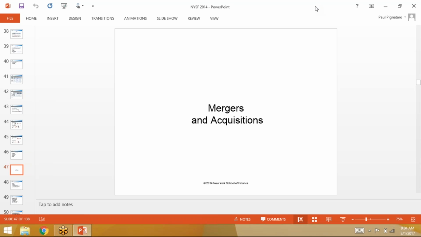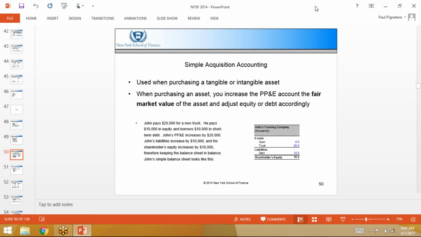So we started with looking at a simple asset acquisition and the accounting behind it. And a simple asset acquisition is done when acquiring an asset or a group of assets. Now, what is the process for that? What is the process for a simple asset acquisition? What do you think? What did we do yesterday?